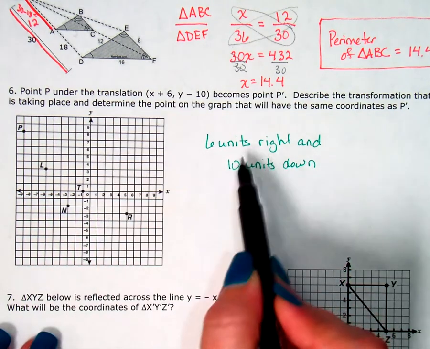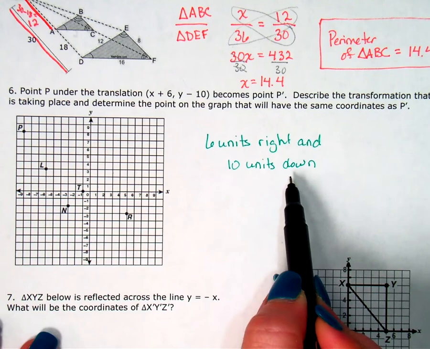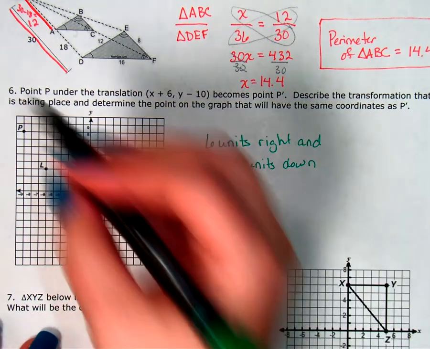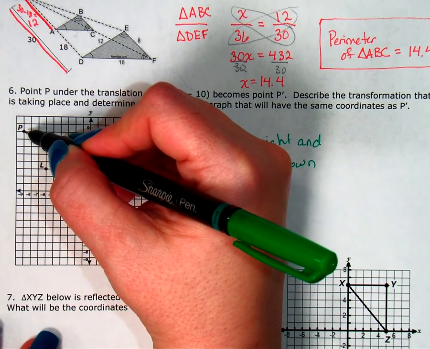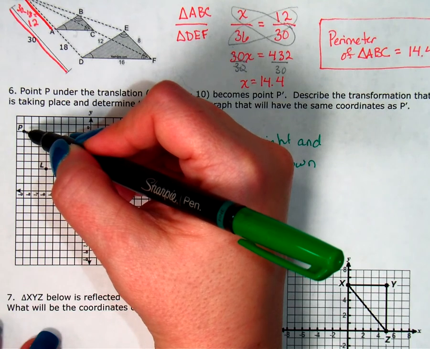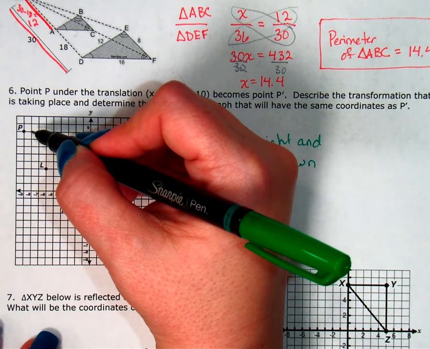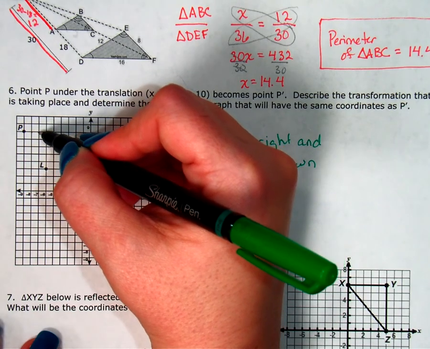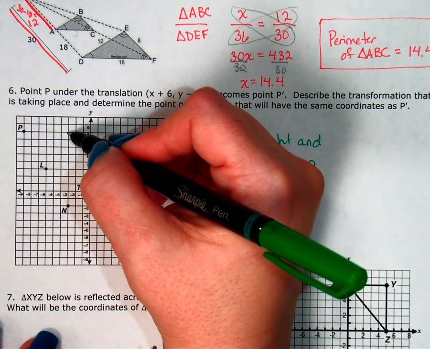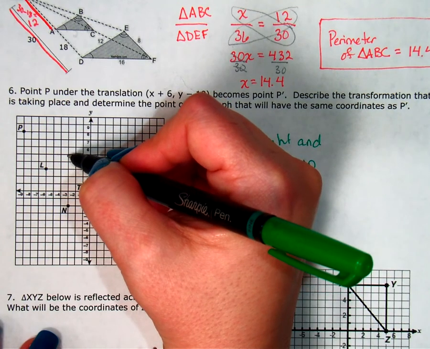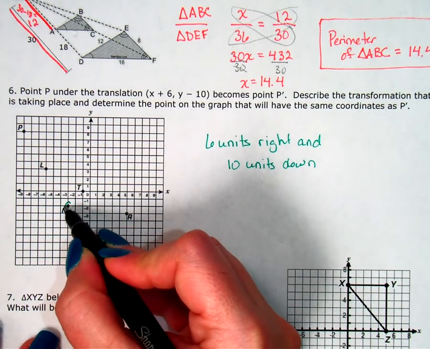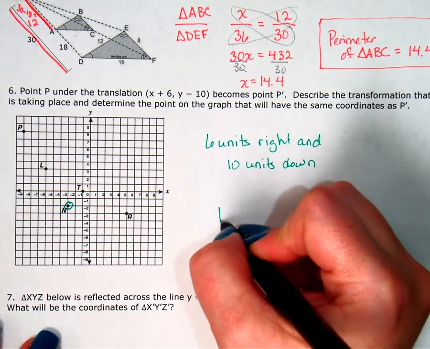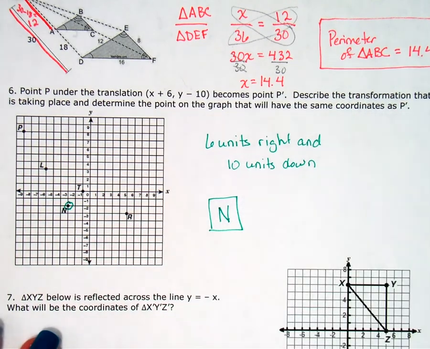Okay, so I'm going to do exactly what this tells me to do. I'm going to move 6 units right, 10 units down, and see which one of these points I land on. Remember, you don't count when you first put your pen down. So I don't start counting here, that's 0, I haven't moved yet. I don't say 1 until I've moved here. So this is 1, 2, 3, 4, 5, 6 to the right, and then 10 down: 1, 2, 3, 4, 5, 6, 7, 8, 9, 10. I can see that N will have the same coordinates as P prime.